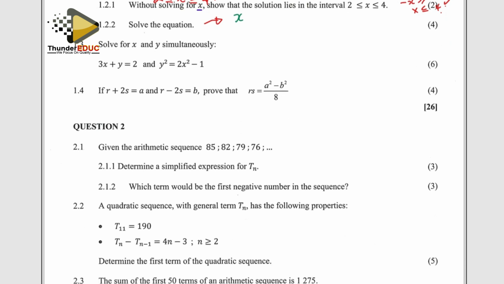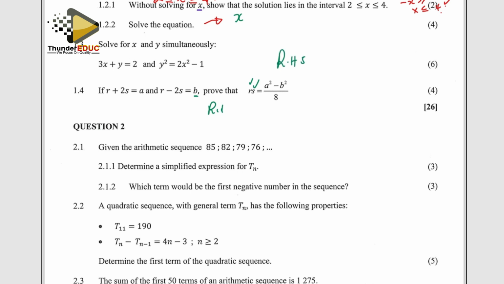And then 1.4. So they're telling us that if r plus 2s is a and r minus 2s is b, can we prove that rs is the same as this? So it's going to be tricky for me to just get r and s alone. So instead of starting from the left hand side, I'm going to start from the right hand side just to prove that.